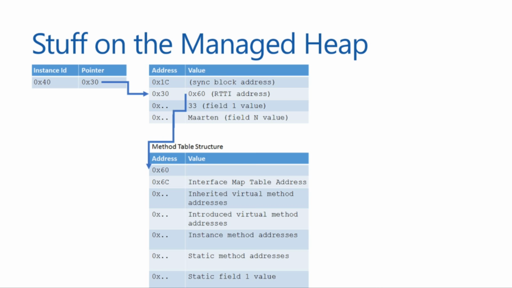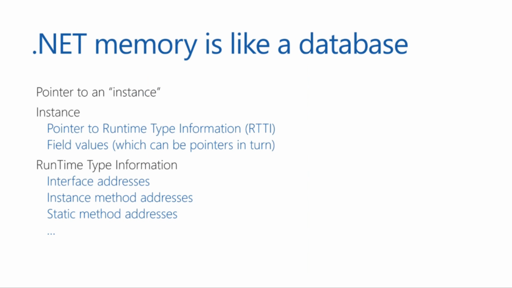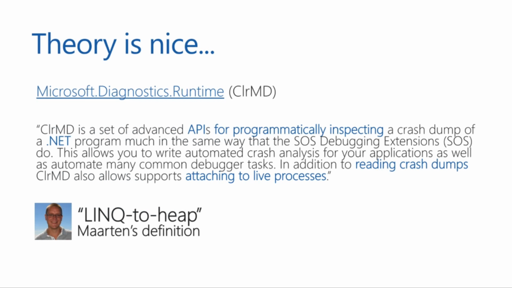Well, the good thing is we have that information, and there is a NuGet package, ClrMD, or Microsoft.Diagnostics.Runtime, that gives you access to this structure. You can connect to an application, look in the heap, get the type information, follow the pointer, get the properties and things like that. So that's kind of nice. Long definition on their website. To me, it's linked to heap. I get a kind of nice query language on top of my memory system.